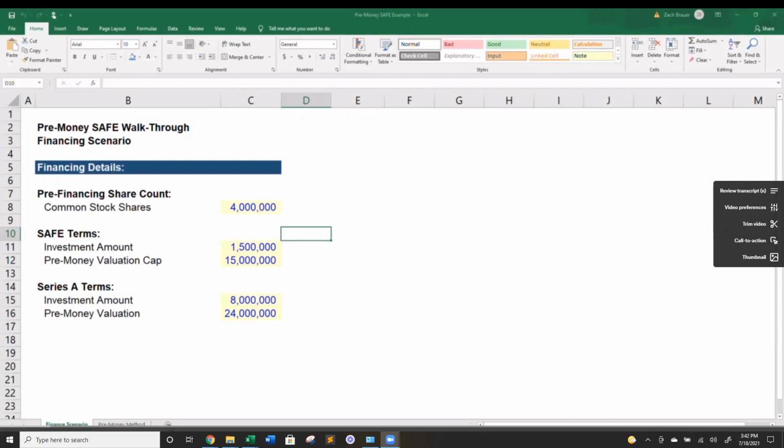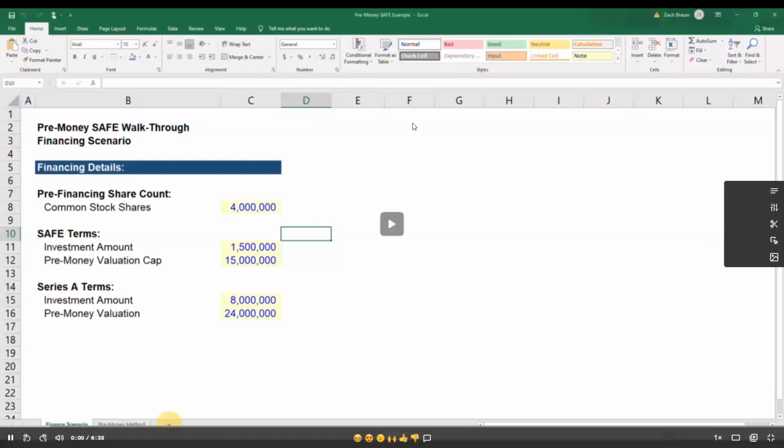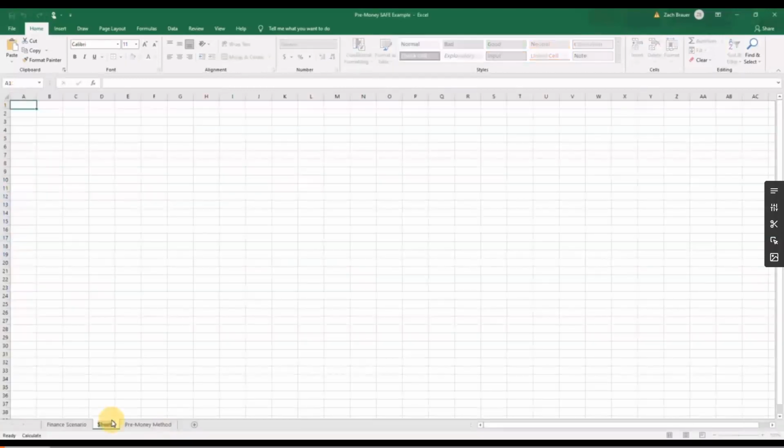In the percent ownership method covered here, what you will see is the way that a safe converting before a Series A influences both the share price of the Series A, but also potentially the share price of the safe in the event that a company raises capital at a valuation below the cap established for the safe. So with that, we can get started on the video.